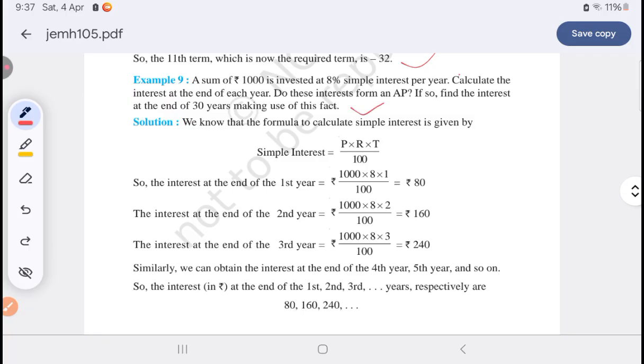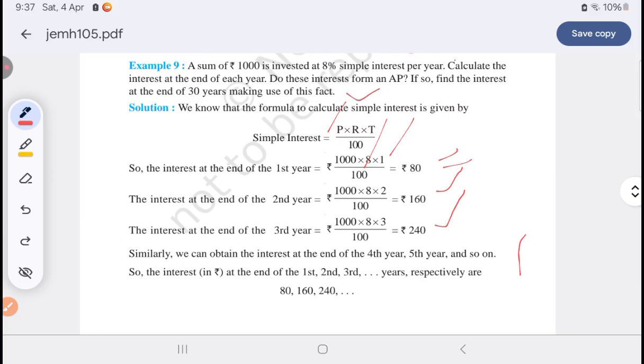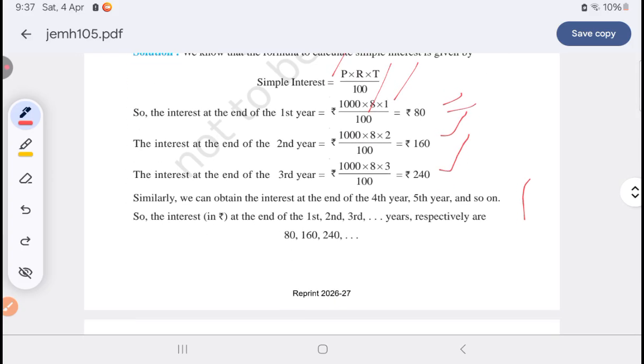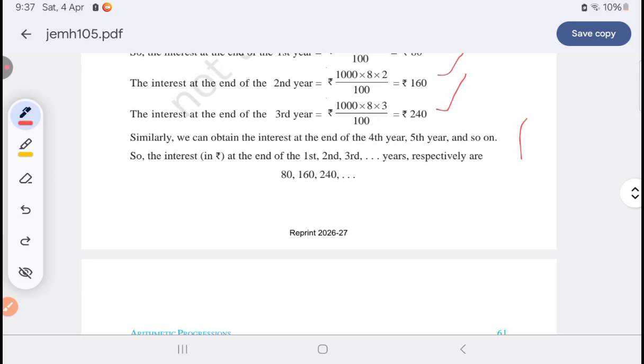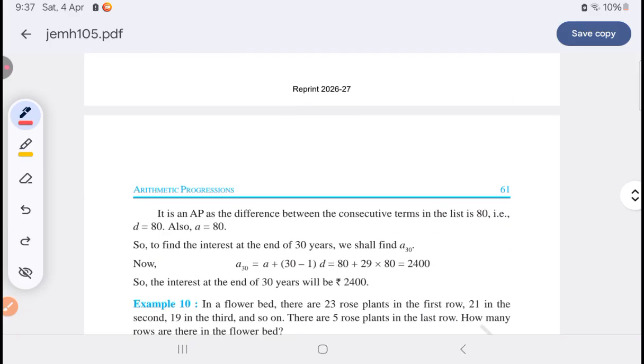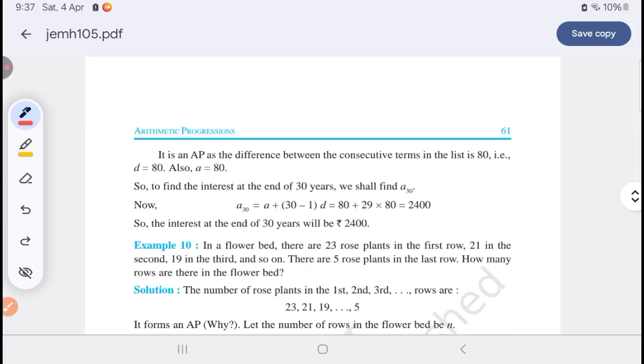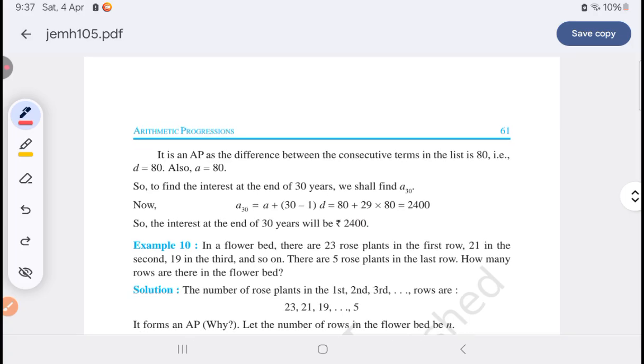So read the question first. What is the simple interest formula? PRT by 100. You know the P, you know the interest rate, you know the time. So the first year interest will be 80, the second year interest will be 160, the third year interest will be 240. So it is following a pattern: 80, 160 and 240. The terms are in arithmetic progression. The first term is 80 and the difference is also 80.